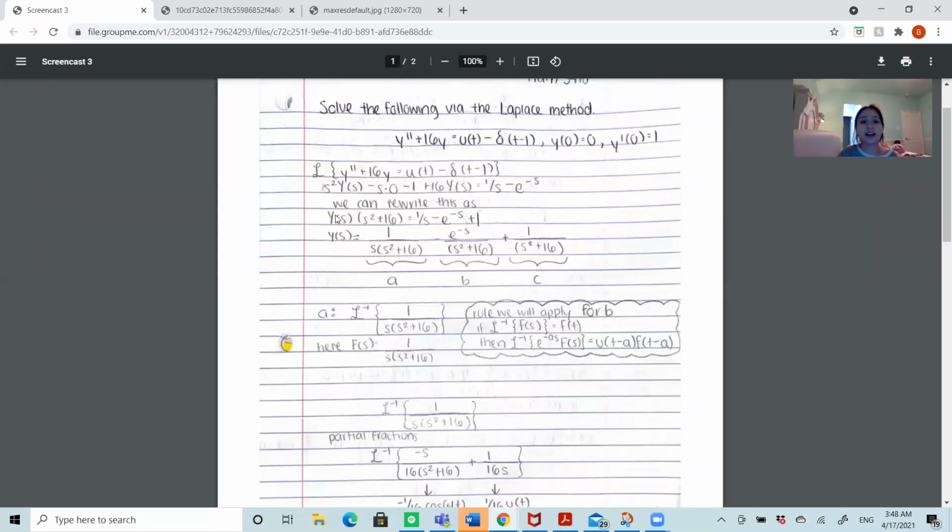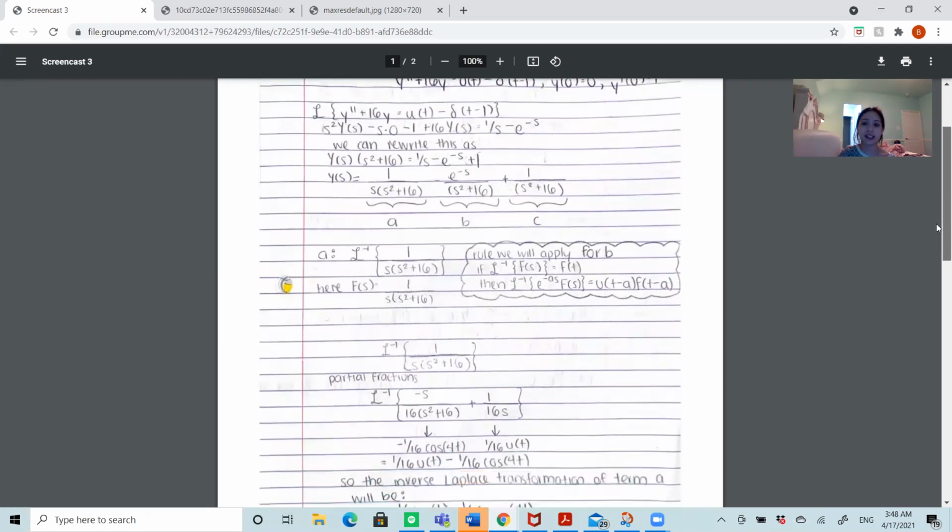Then we can rewrite this as we will factor out the Y of s. And then we add 1 to both sides so that we get Y of s times s squared plus 16 equals 1 over s minus e to the negative s plus 1. Then we will divide each of these terms by s squared plus 16, and we get the terms a, b, and c that I have written right here. I will do the inverse Laplace of each of these terms, and I will refer to them as a, b, and c.